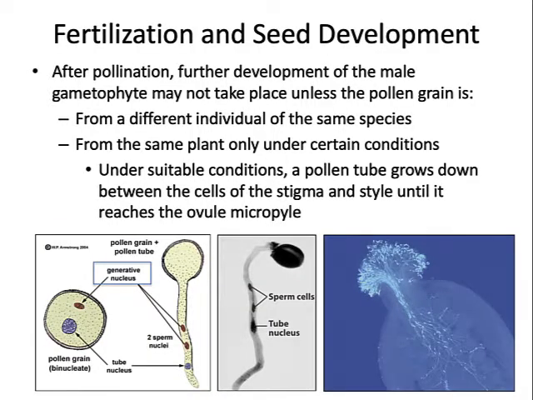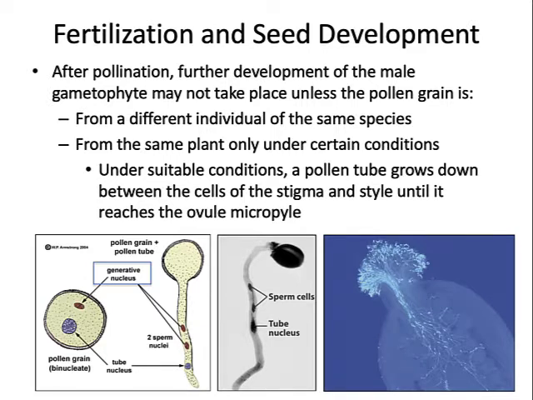After pollination, further development of the male gametophyte may not take place unless the pollen grain matches the following criteria. For one, the pollen grain should be from a different individual of the same species. That would be the definition of outcrossing. And two, the pollen grain should be from the same plant only under special conditions. This would be an example of self-pollination, which doesn't happen very often. However, there are some plant groups in which this is the primary way that they reproduce.